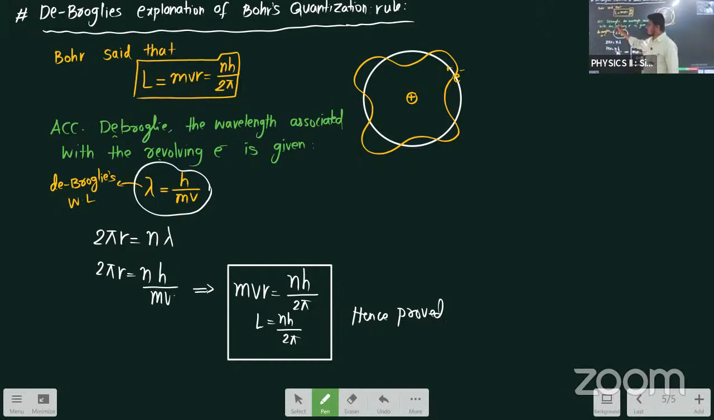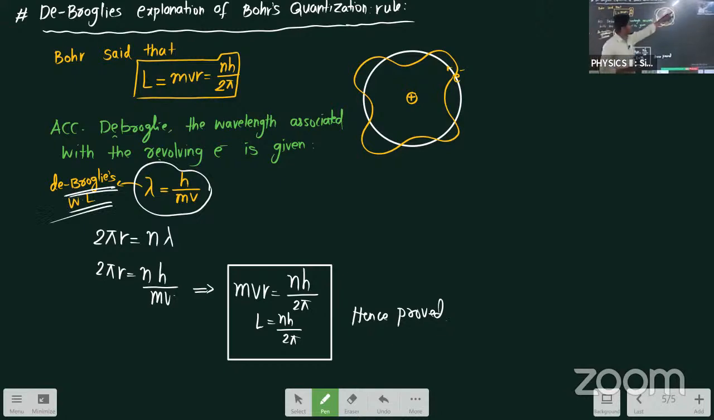Now, what did de Broglie say? According to de Broglie, whenever an electron is revolving around the nucleus, along with that electron, a wave is associated. What is the name of that wave? That is called the matter wave. And the wavelength of the wave is given as lambda equals h by mv, where lambda is called the de Broglie wavelength.